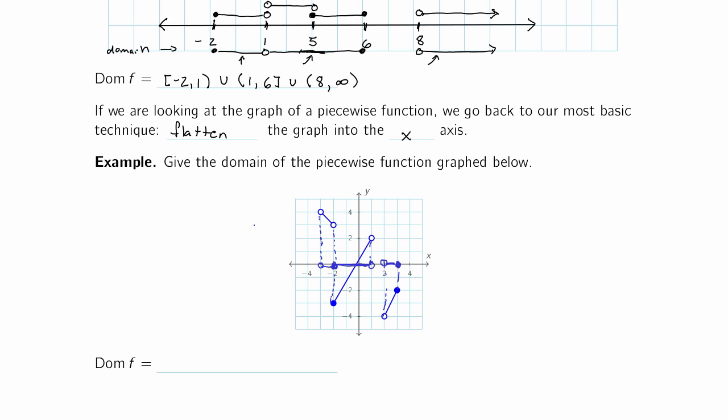What do we see in our x-axis? Well, we see all of the points from -3 up to 1, and then a gap, and then we see the points from 2 up to 3. And again, there's our domain. Just imagine flattening the graph into the x-axis.